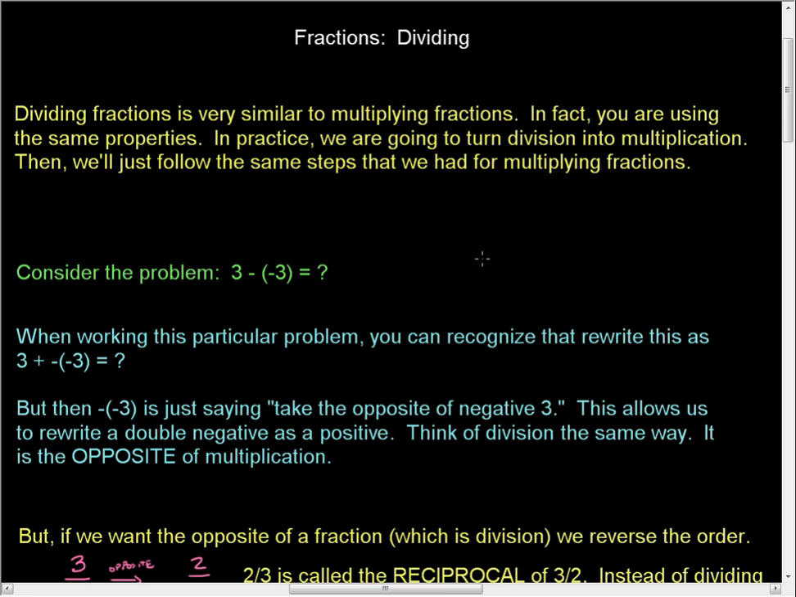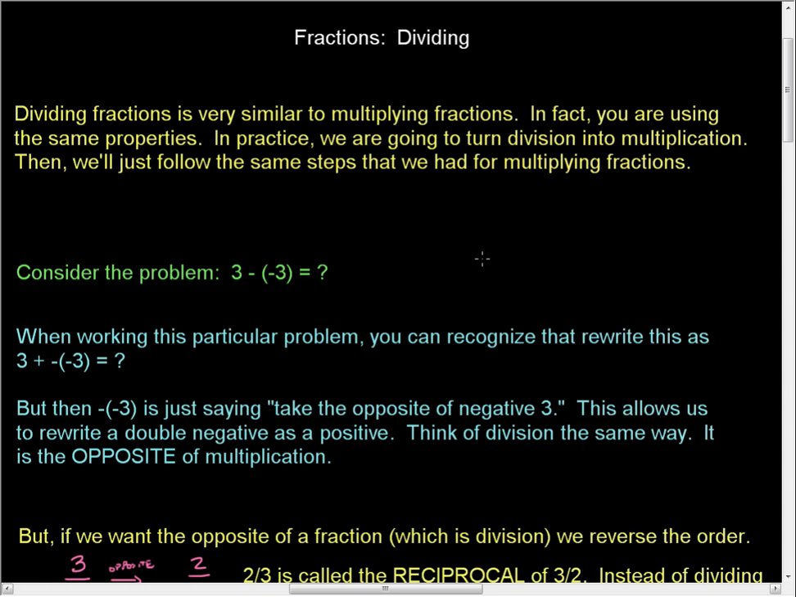In this video, I talk about fractions and how to divide them. And just one of the things that I want you to keep in mind is this idea of opposites. I'm just going to take you back for a bit so that you get a feel for opposites. Consider the problem 3 minus a negative 3.